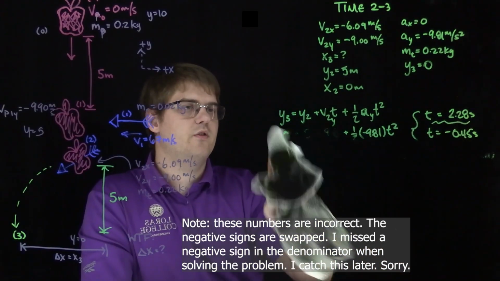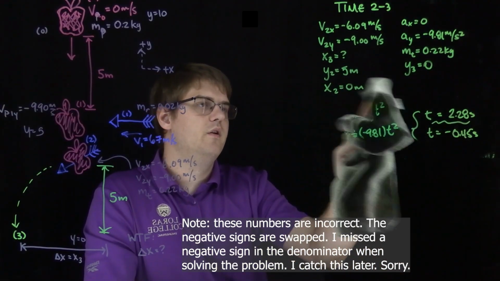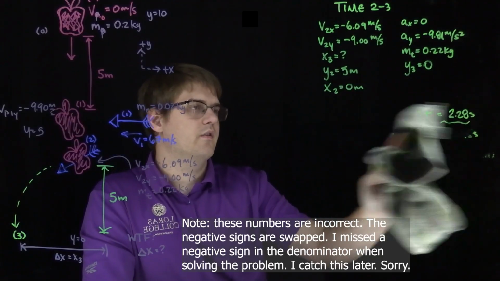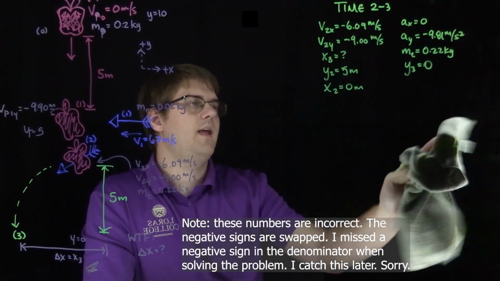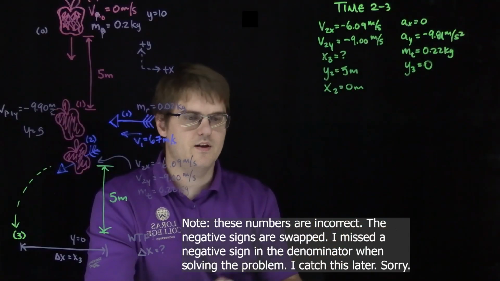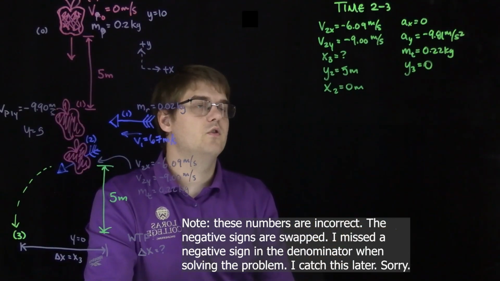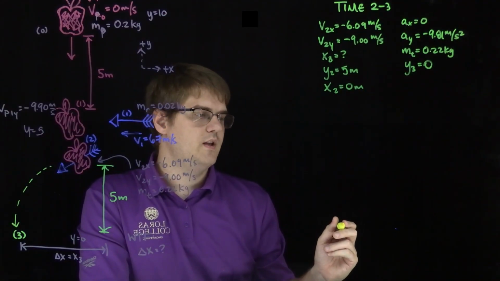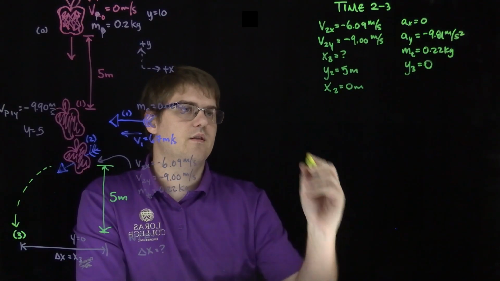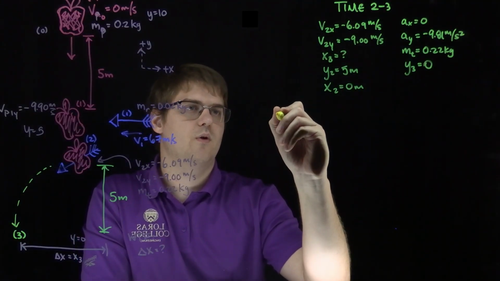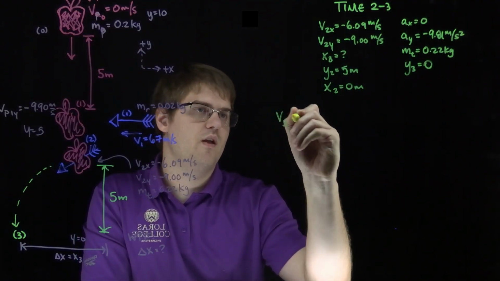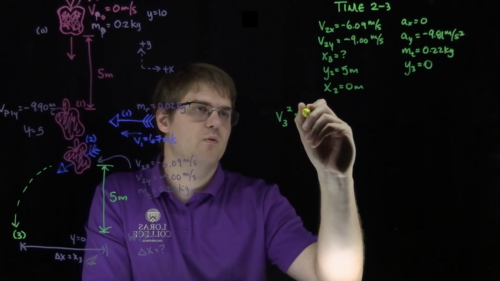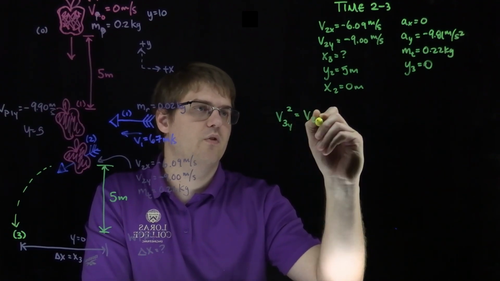I told you that you guys are never going to have to use quadratic formula in this class, so we can solve this without getting into quadratic formula. So what we can do is, in order to get there, we can try to find the velocity as it hits the ground. So we can say velocity at 3 squared is going to be equal to velocity at 2 squared, both in the y.